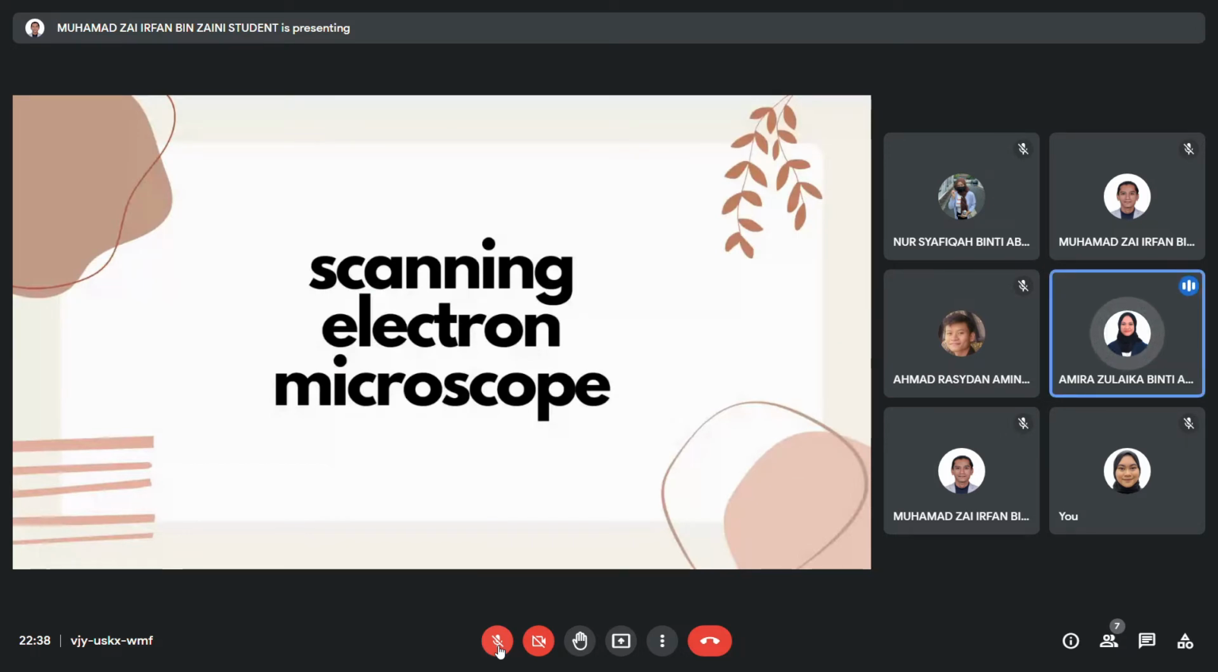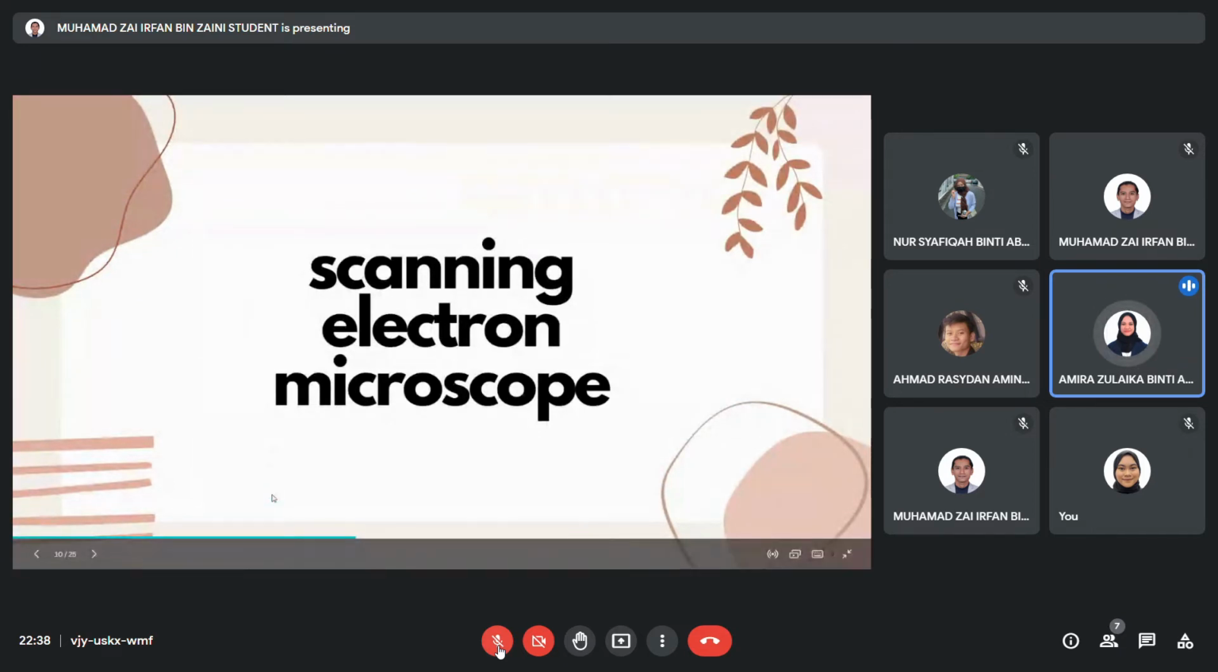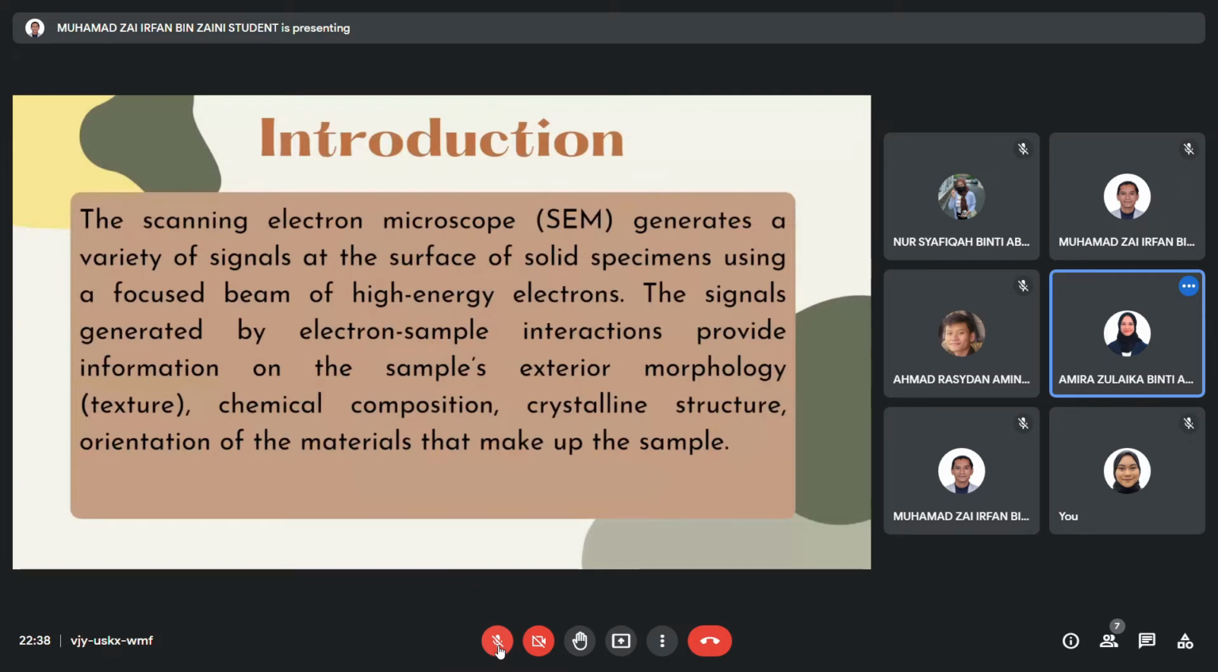Okay, next we will talk about the scanning electron microscope method. Next slide. SEM, which is scanning electron microscope, basically generates a variety of signals at the surface of a solid specimen. This was done by using a focused beam of high energy electrons. The signals generated by electron-sample interaction provide information on the sample's exterior morphology, which is texture, chemical composition, crystalline structure, and orientation of the material that makes up the sample.